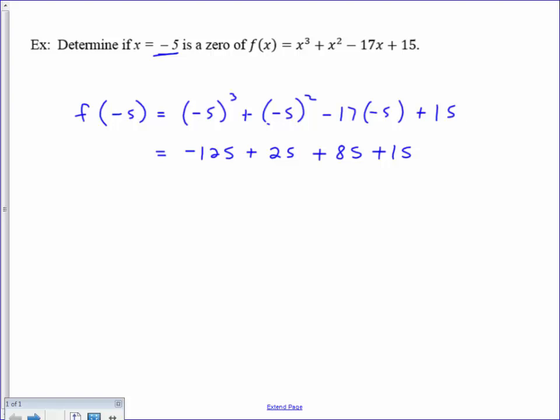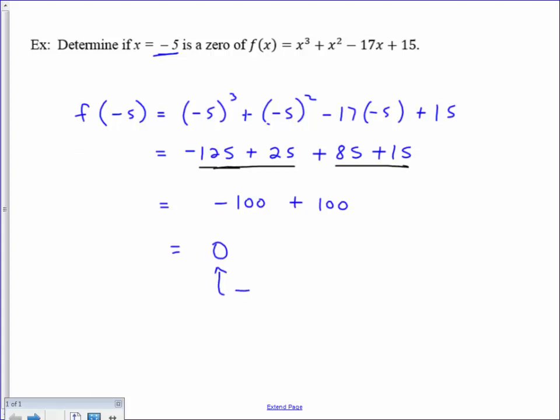Okay, now what I'm going to do is I'm going to kind of do this by pairs. I'm going to pair those two and these two. Doing that, -125 plus 25 would be -100. And then 85 and 15 is +100. And then if I add those two, I end up getting 0.